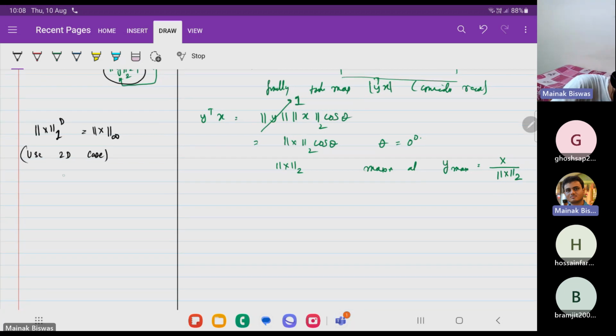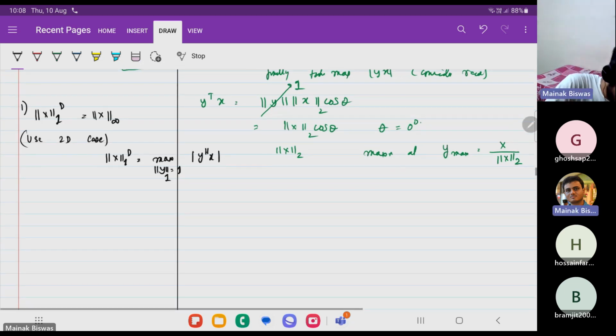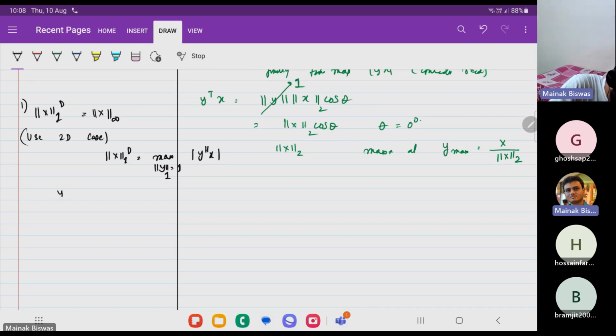So first, recall what would be your dual norm of x1. It will be the max over y with the one norm equal to 1 of y Hermitian x. Yes or no? I'm writing this 100 times so that you are not having any problem. Is this okay? Good. So now tell me, what is the set over which I want to optimize?